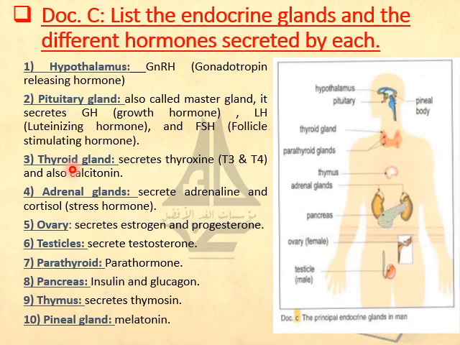Now we have the thyroid gland, which is our main topic for today. The thyroid gland is situated in front of the larynx. It secretes T3 and T4, which play an important role in regulating our body weight, the energy levels, the internal temperature, our nail growth, our skin, and many other functions. Also, it secretes calcitonin.